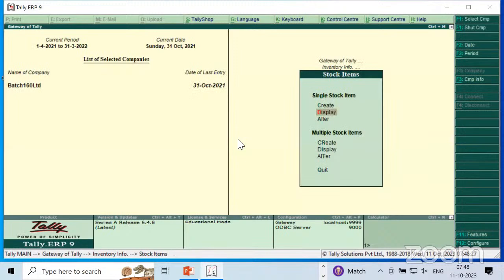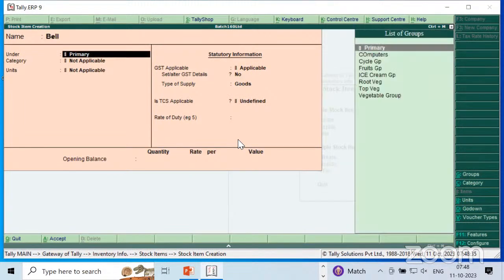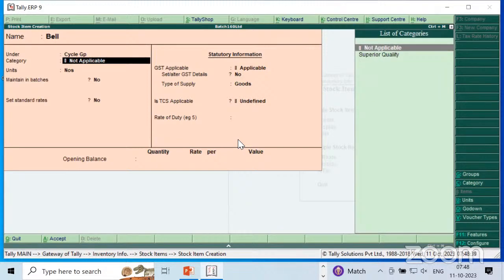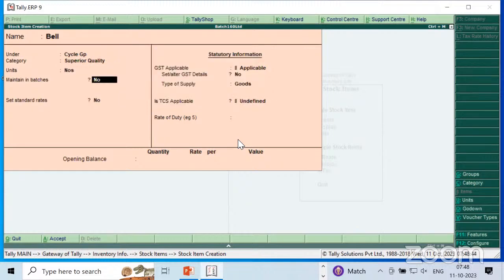Cycle. Okay. Now the bill, coming under which group? Already we have created the cycle group. Now category: superior quality or something like that. Now units, numbers, maintain batches.